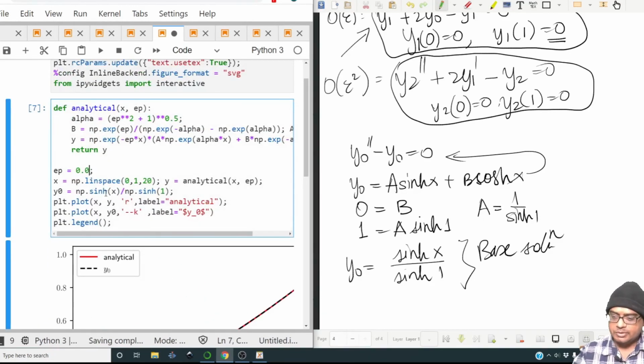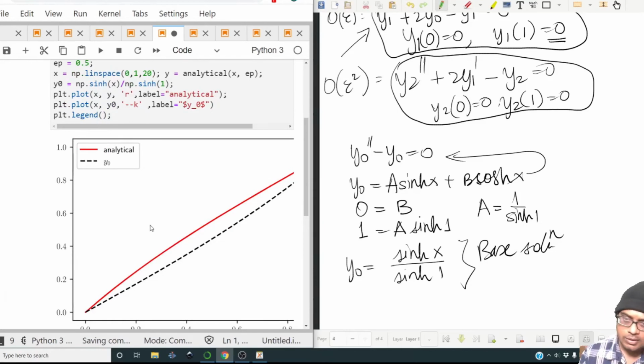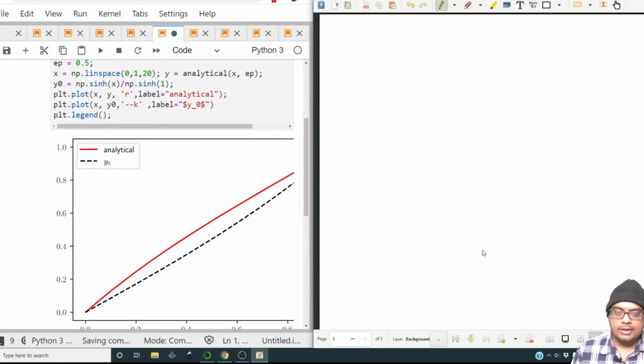When the perturbation parameter becomes 0.5, maybe they don't match so well. They don't match so well. And this information is quite critical because while it doesn't match well, it does encode all the basic information of the monotonic increase and so on. So now you know that the next correction to y0, which is going to be through y1, is going to make the broken line approach the analytical curve.